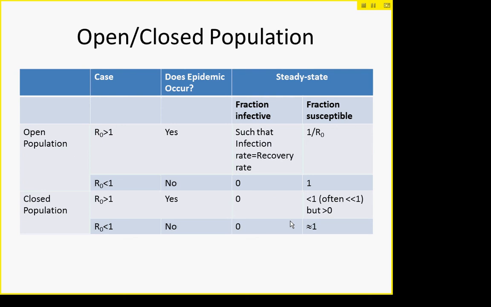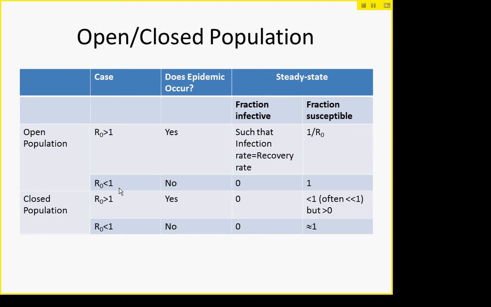By contrast, in an open population, if you have R naught less than 1, once again, if you can achieve that level of quickness in responding, that you could treat people fast enough, or if you can achieve that shutting down of schools to prevent contact quickly enough, or if you could have good enough hygiene practices within the population, the epidemic won't occur. And you'll have a fraction that remain uninfected close to 1. These will include vaccinated people if you're dealing with vaccination. By contrast, if you have an open population where R naught is greater than 1, it's in this unstable situation. The epidemic can occur, and in the final steady state, the fraction infected will be such that the infection rate equals the recovery rate, and the fraction susceptible will be 1 over R naught, for that calculation we did.